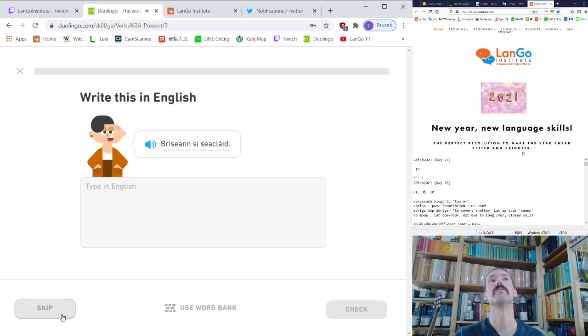Brishin sí seachláid. Cut. Break. Richen. She breaks chocolate. Verb first, then the subject pronoun, and then the object.